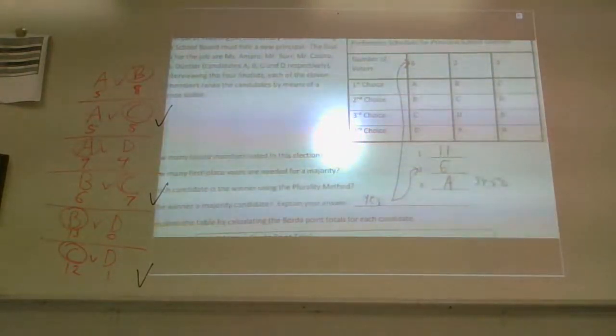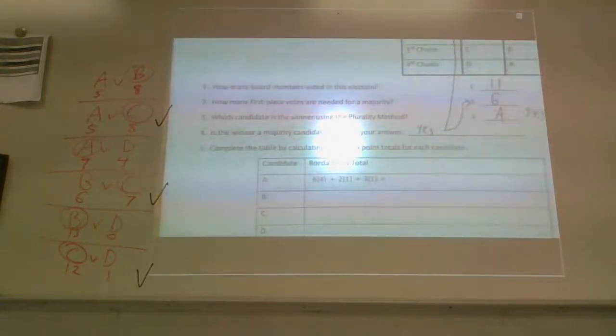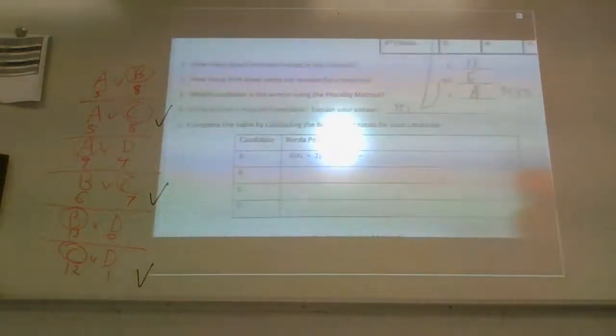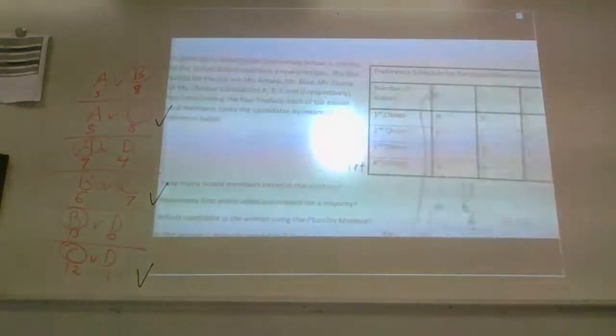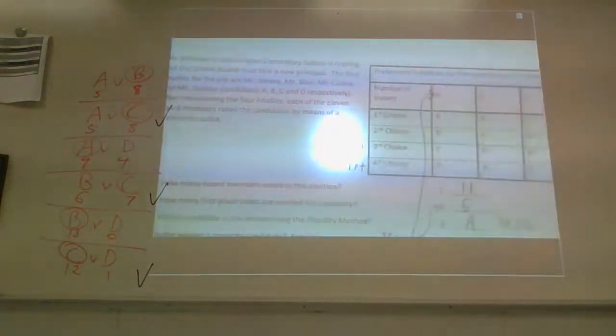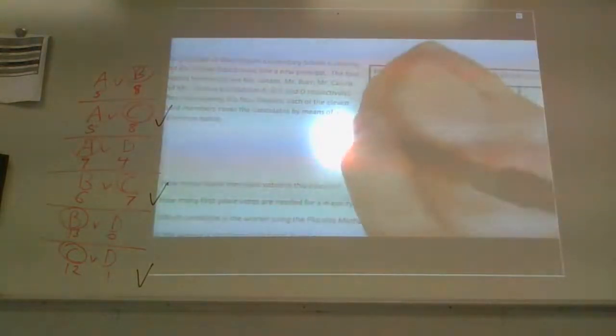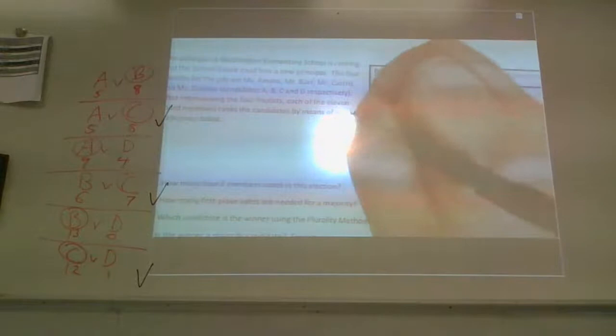But let's see what happens when we do number 5. Borda count. It says to complete the table by calculating the Borda point totals for each candidate. Now, just for the sake of argument, typically, this is not always the case, but typically, if you're doing Borda count, you receive 1 point for a last place vote, 2 points for a second to last place vote, and so on, working your way up.